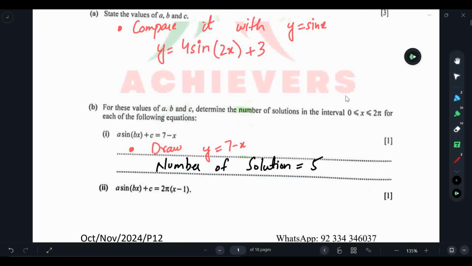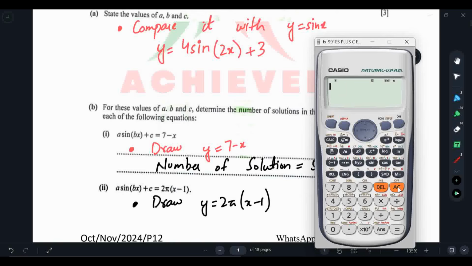Now let's see the other one. The second part: a sine of bx plus c equals pi. So first of all we have to draw y equals 2 pi into x minus 1. Now when x is 0, y is 2 pi.